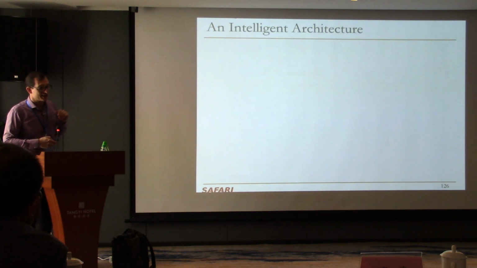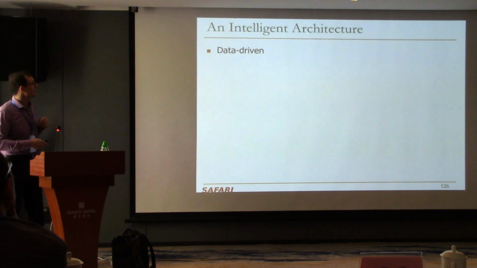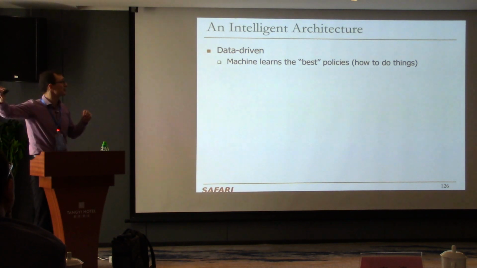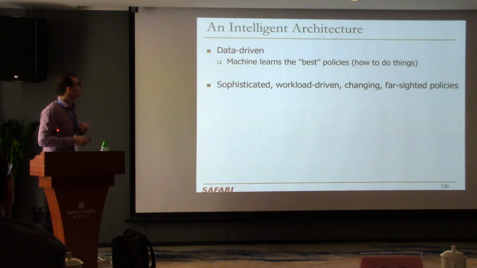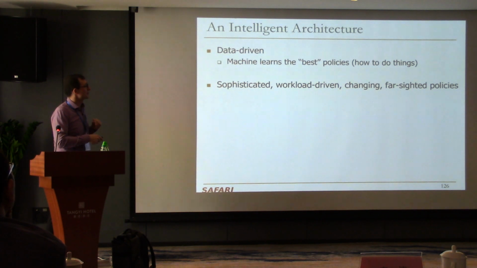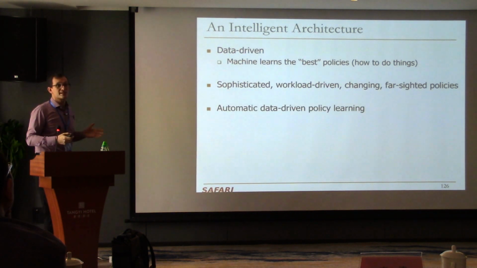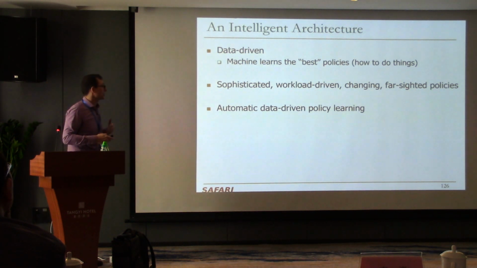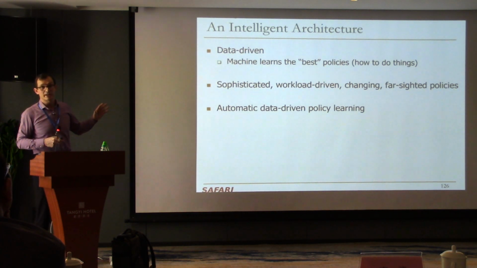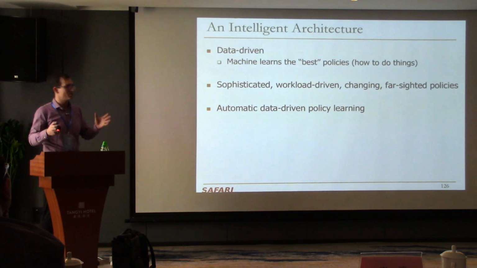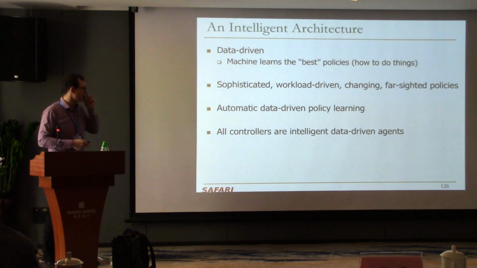So what does an intelligent architecture look like? I believe it needs to be data-driven. Basically, the machine learns the best policies and adapts the policies, changes the policies over time, how to do things. As a result, hopefully, we will have sophisticated, workload-driven, changing, far-sighted policies. And this is really automatic data-driven policy learning, hopefully online policy learning, because in the end, online learning is what's important, right? Offline learning doesn't buy you a lot, as I'll show you in a little bit also.